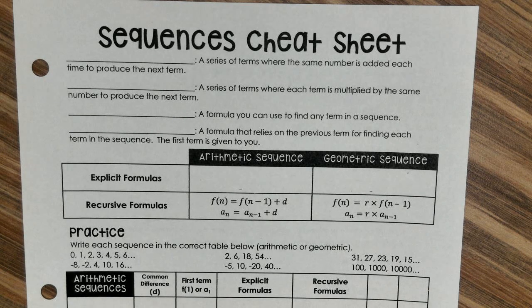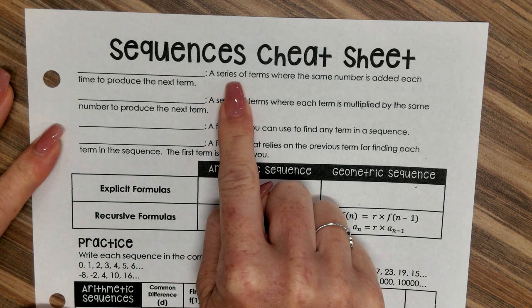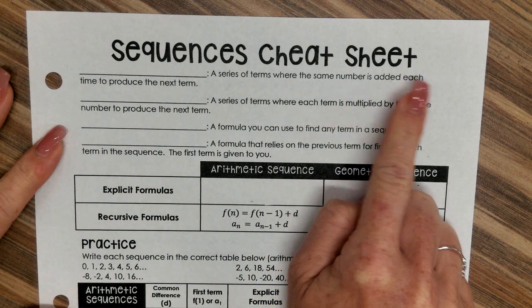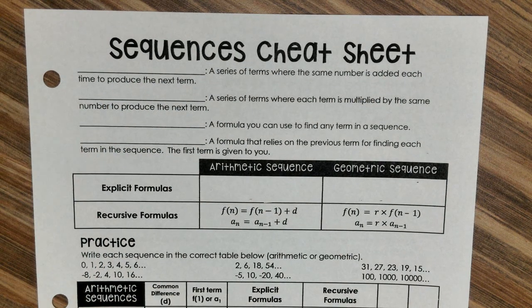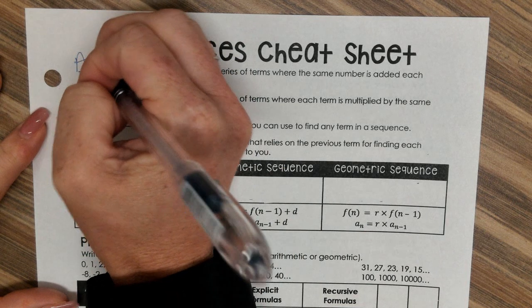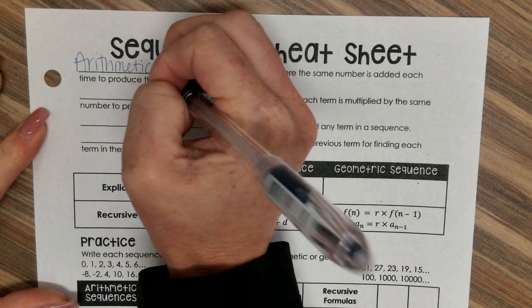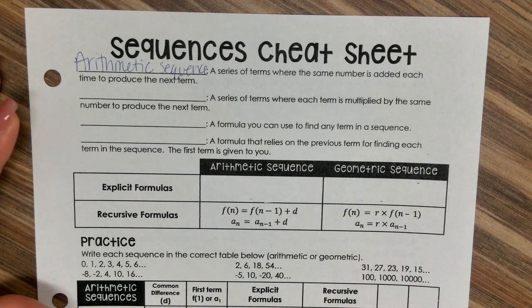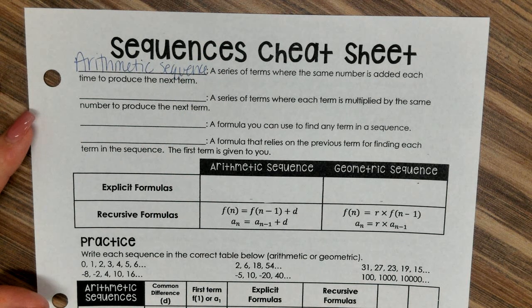Okay, so what this is, like I said, this could be a whole unit for me to teach, but it's called sequences. I am supposed to teach you about arithmetic sequences and geometric sequences, and you've kind of already learned them. Arithmetic sequences are linear equations, okay? So what is a series of terms where the same number is added each time to produce the next term? That is called an arithmetic sequence. And like I said, those are your linear sequences.